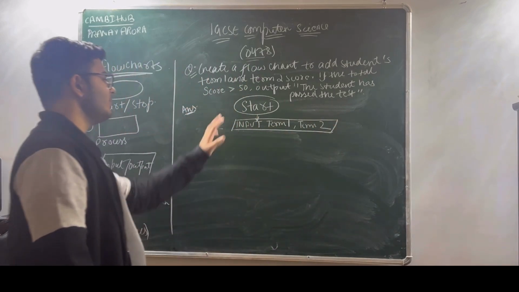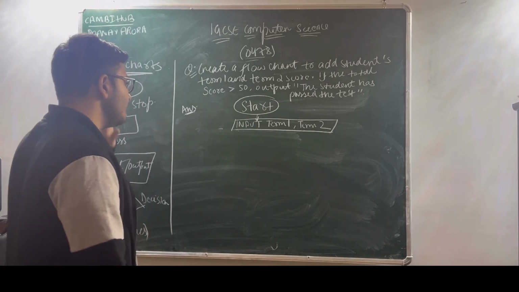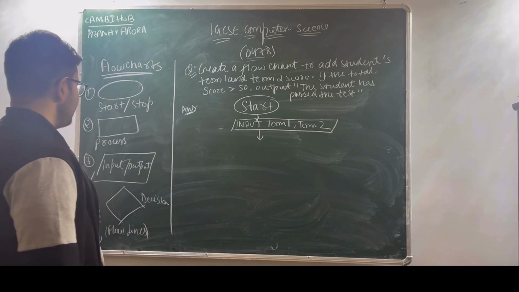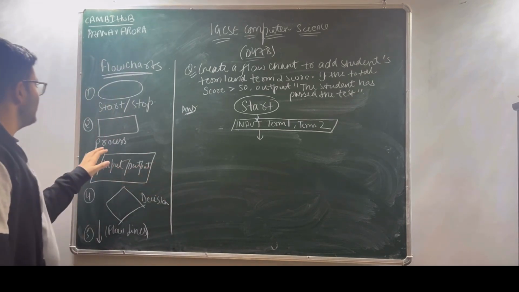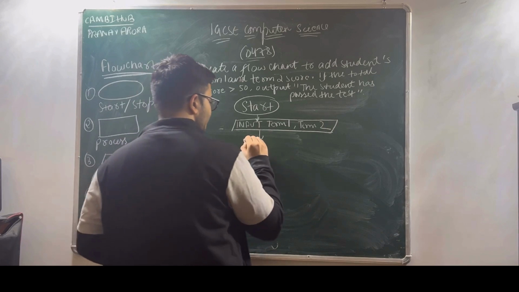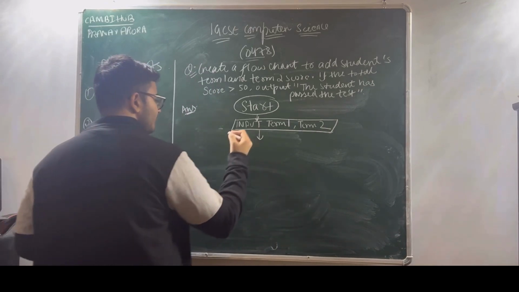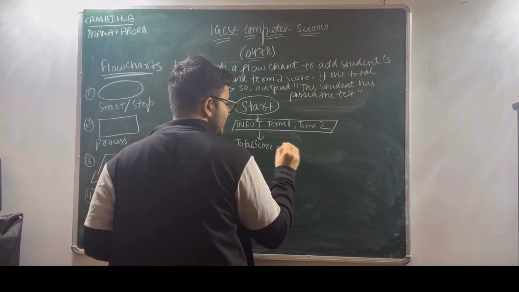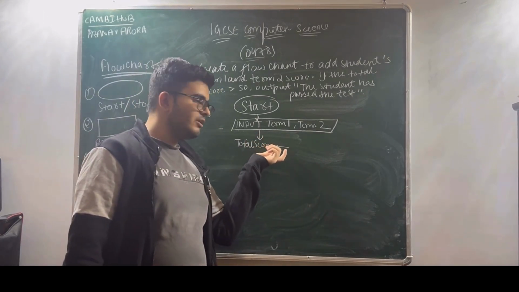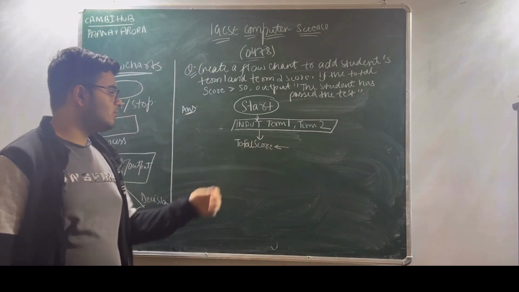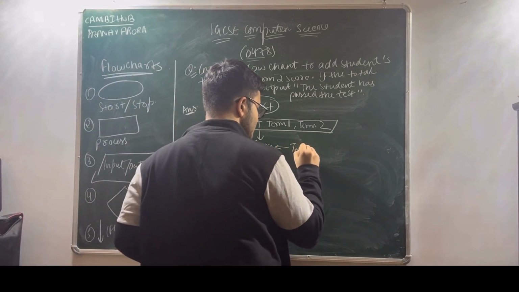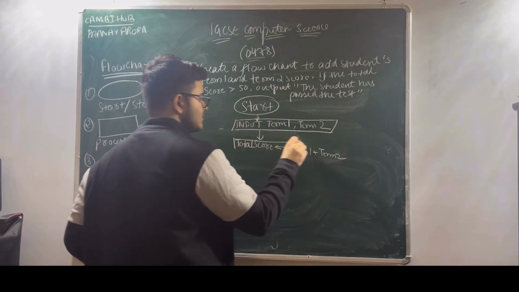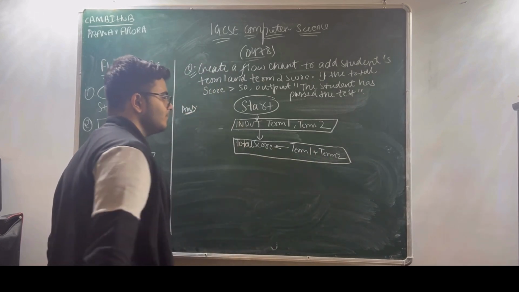Once we have taken the input for term 1 and term 2, the next job is to total the score. So totaling is a process. We'll show it in a process box. So total score. What do we need to store in the total score? We always use this assignment operation to store something. So what do we store in total score? Term 1 plus term 2. This will be in a process box because totaling is a process.